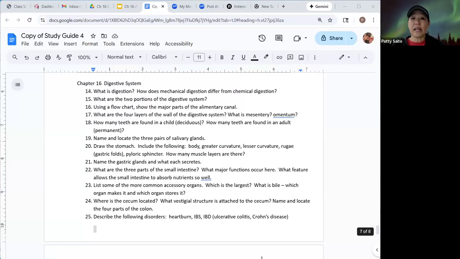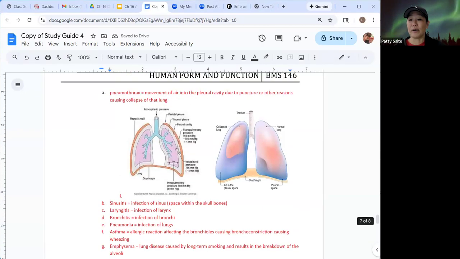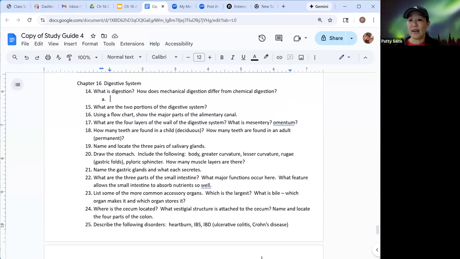Hi, today we'll cover chapter 16, the digestive system. So let's begin with what is digestion and are there different types of digestion? Okay, so let's cover just that first question. What is the digestive system and what is its definition?